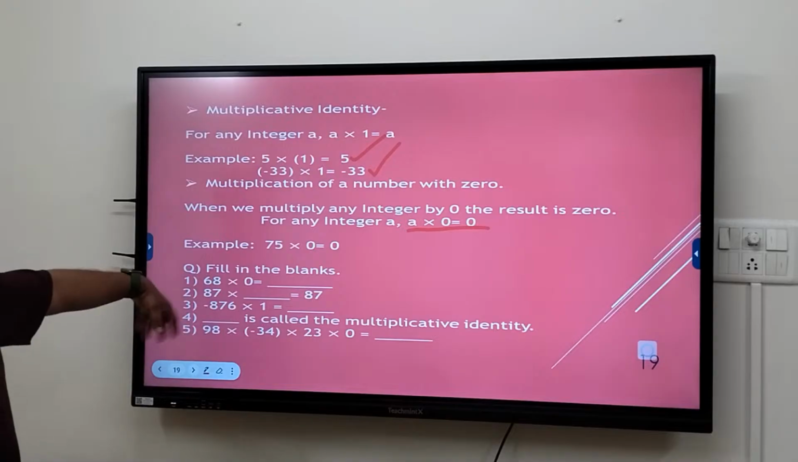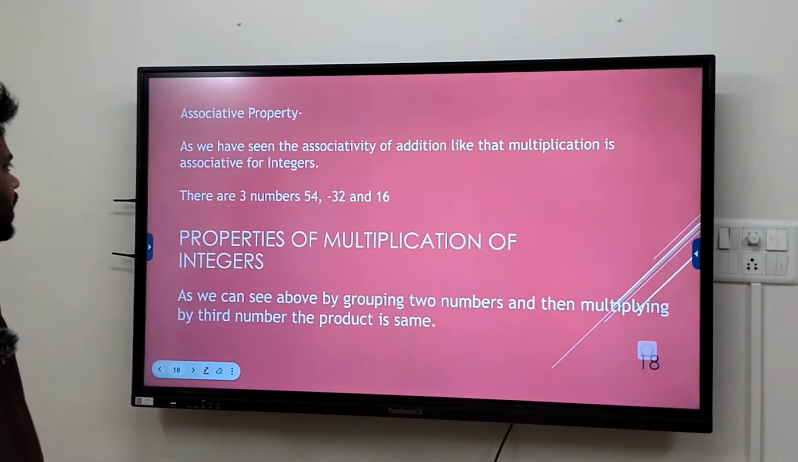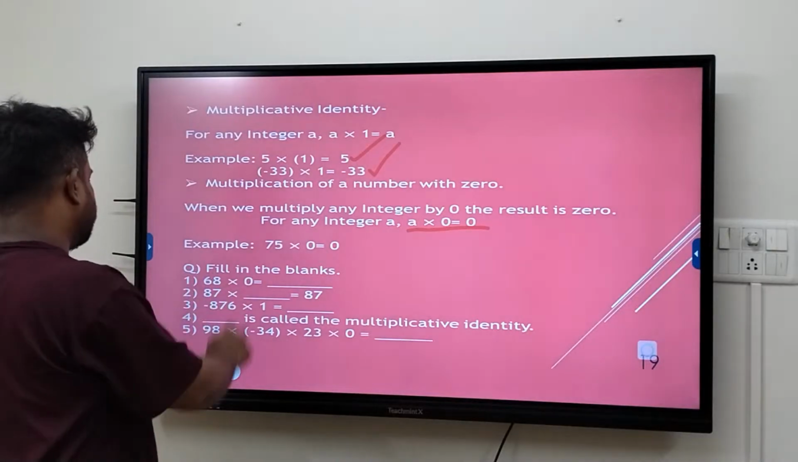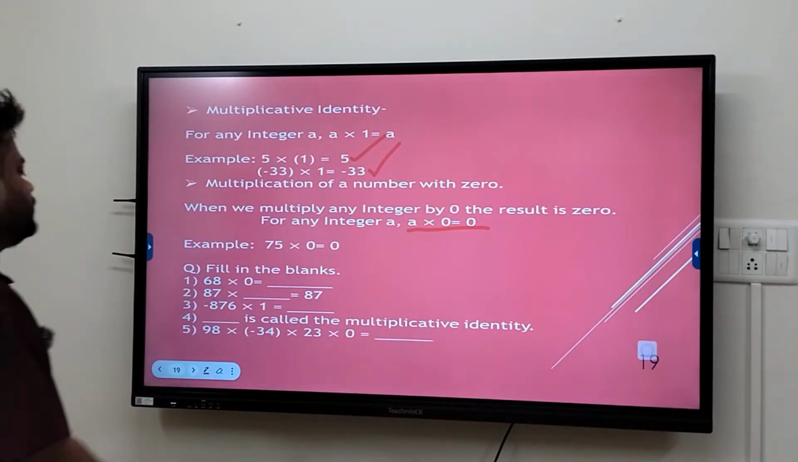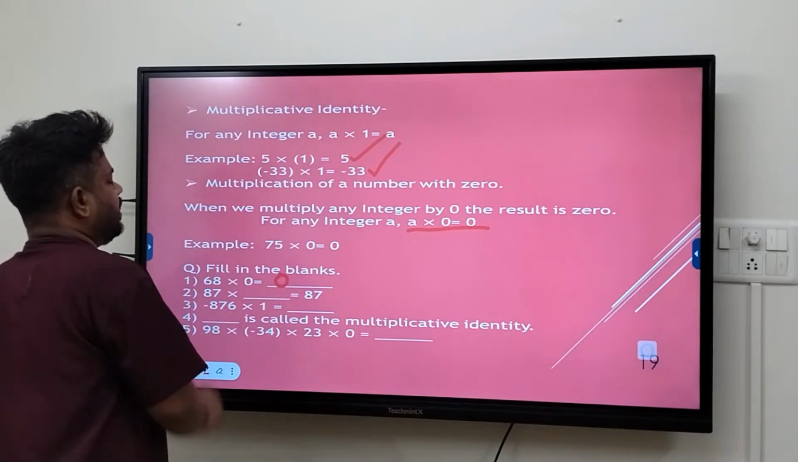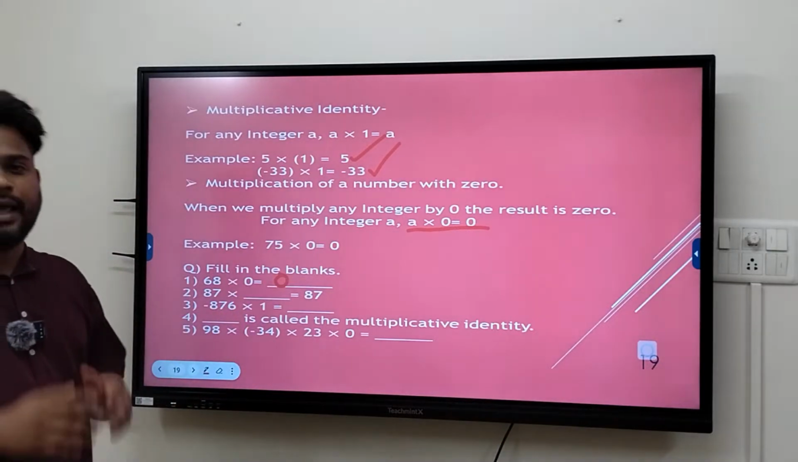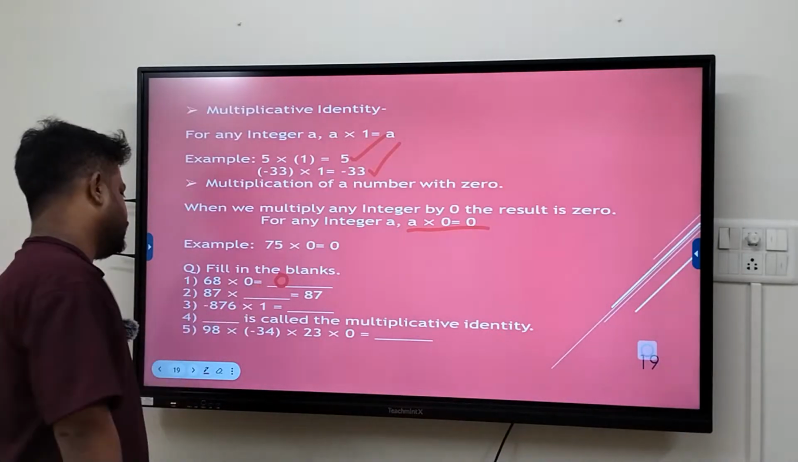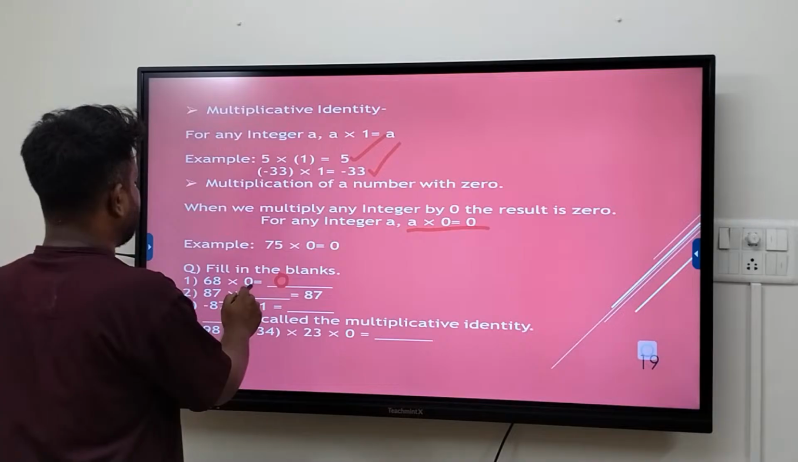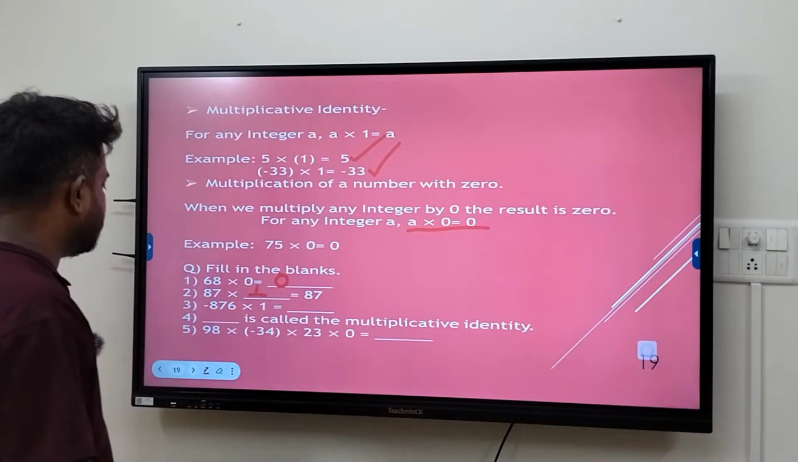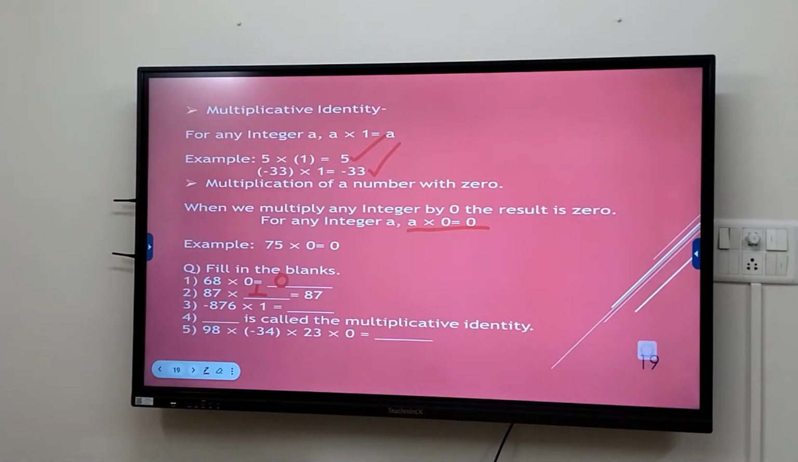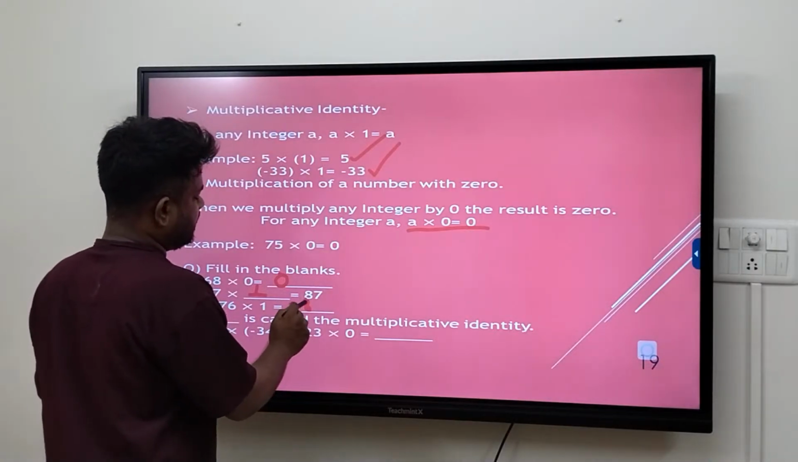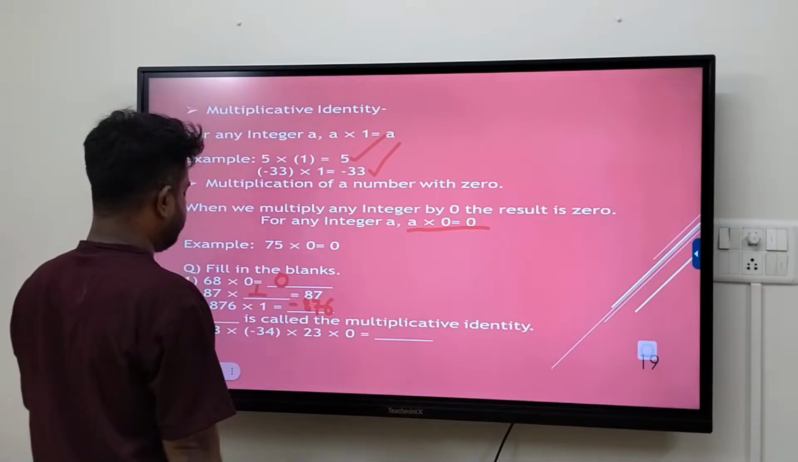Okay, now tell me what will be the answers of all this. Like 68 into 0, we already know that 0 multiplied by any number gives us the result 0 itself, so the answer will be 0. And 87 into 1 will be 87. Minus 876 into 1 will be minus 876 itself.